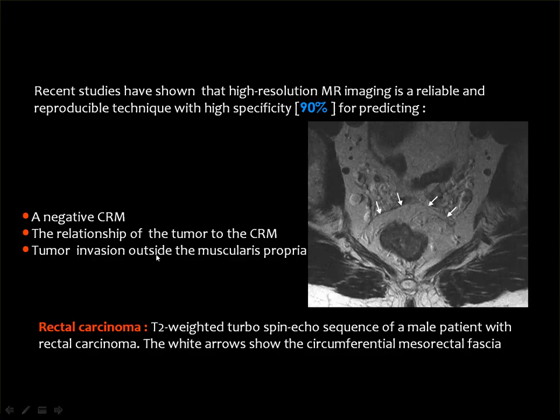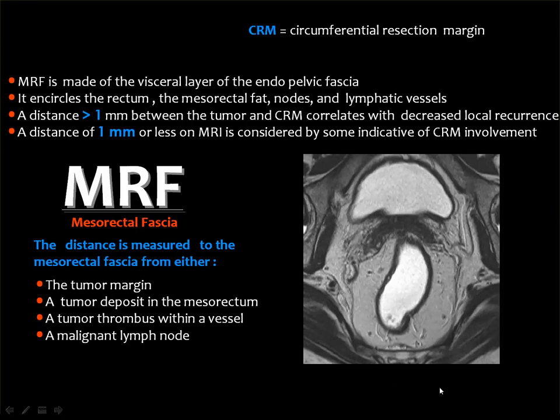The relationship between the tumor and the circumferential resection margin means the distance from the tumor to the mesorectal fascia. Then the tumor invasion outside the muscularis propria. As we can see, the muscularis propria is of low signal. Then in this particular area, the tumor has disrupted this layer. Then the circumferential resection margin is the mesorectal fascia.